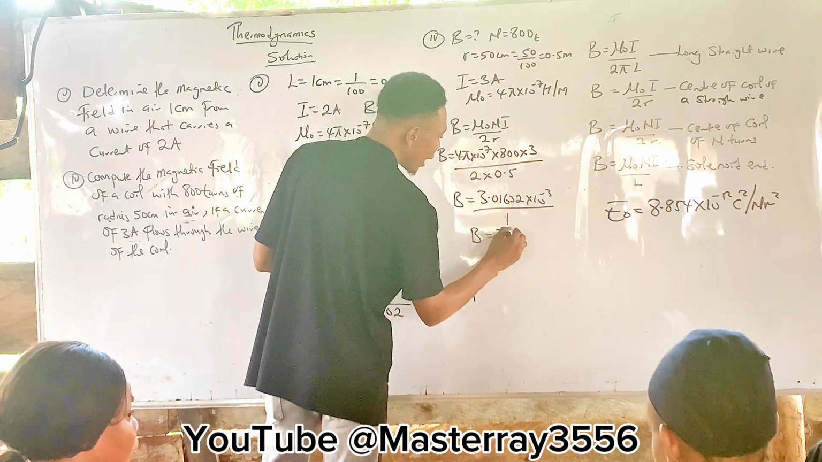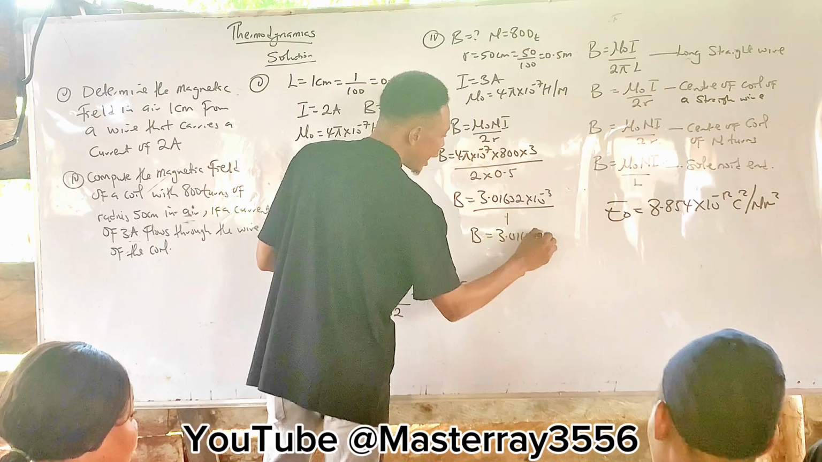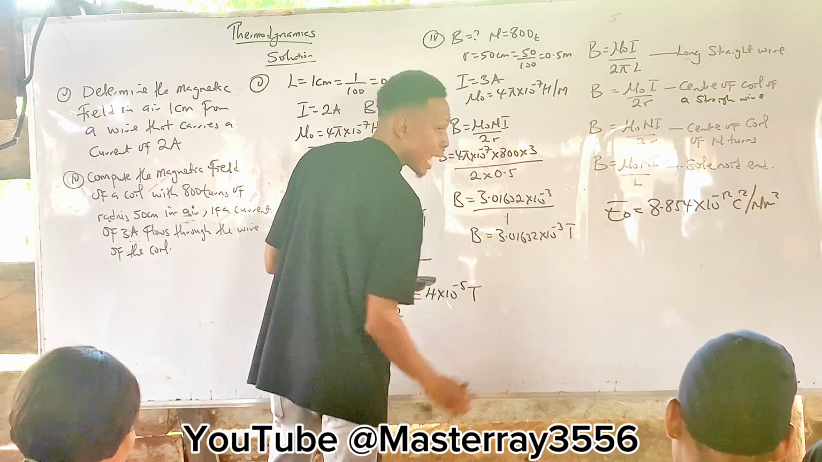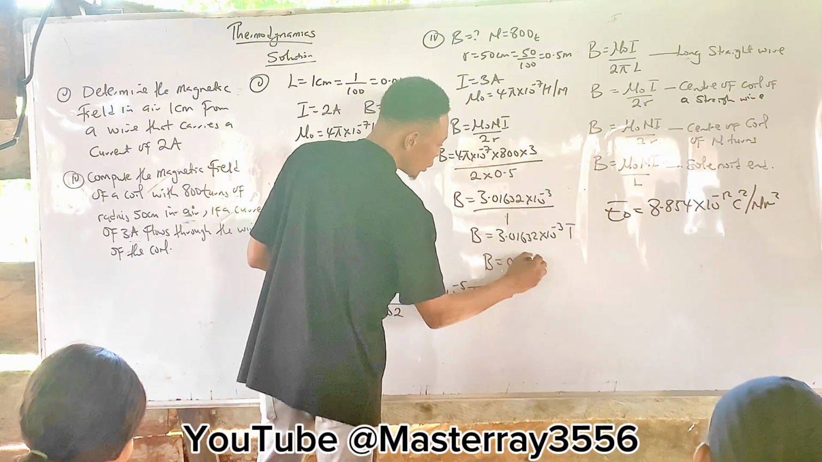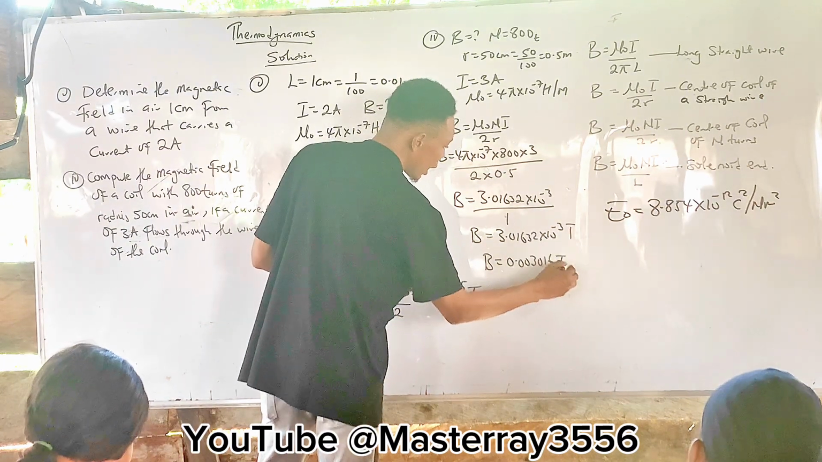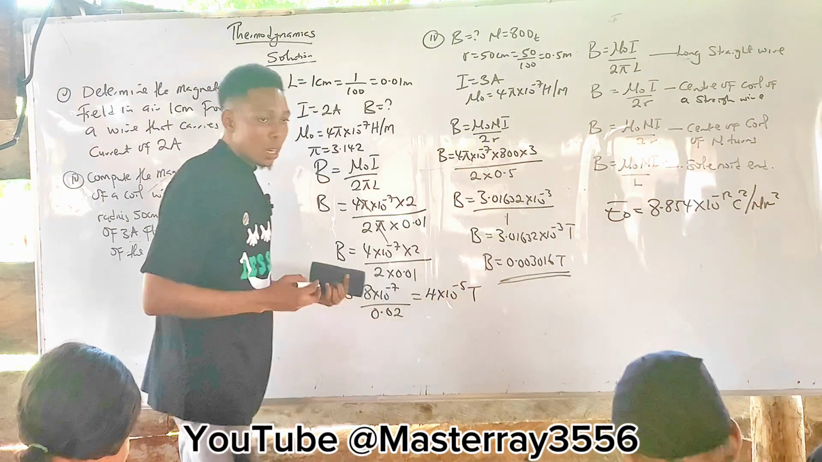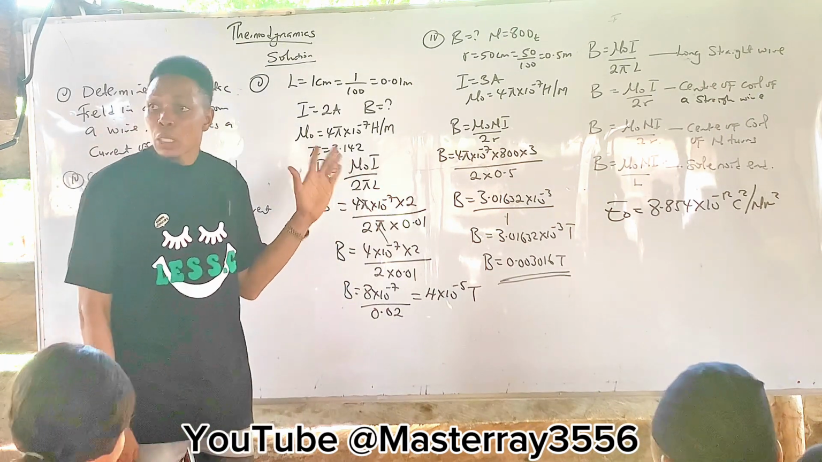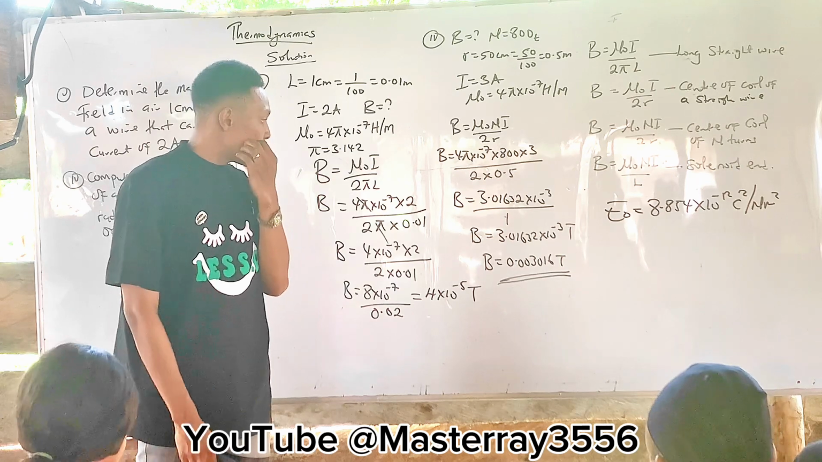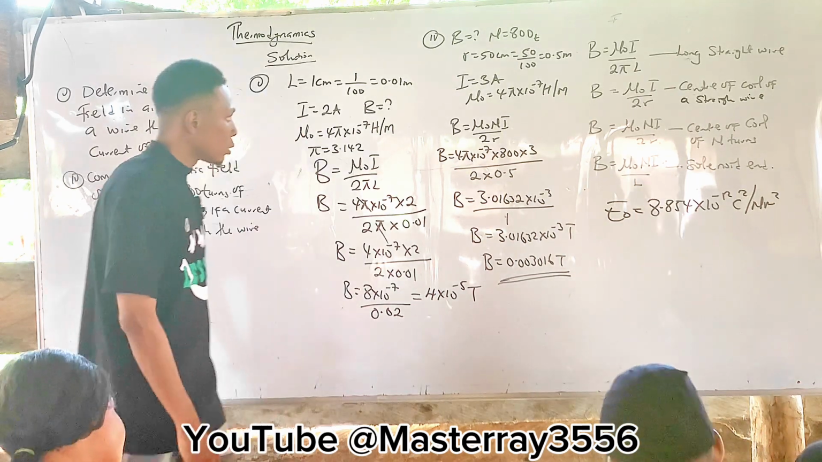So our B will be equal to, if you divide with this, we have 3.01632 times 10 to the power minus 3 Tesla. It is stating our B equals 0.003016 Tesla. All right. So all the workings are clear. So you can copy that.